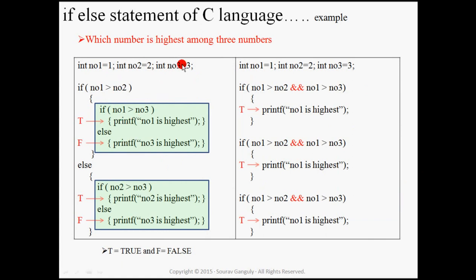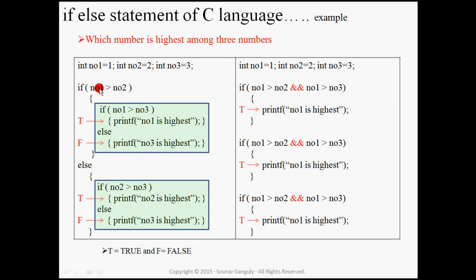If we want to decide which number is the highest among three numbers, then this is the program. That means number 1 is 1, number 2 is 2, and number 3 is 3. If number 1 is greater than number 2, then we check whether number 1 is greater than number 3 or not. If yes, then number 1 is the highest. If no, that means number 1 is greater than number 2, but number 1 is not greater than number 3, then number 3 is the highest number.